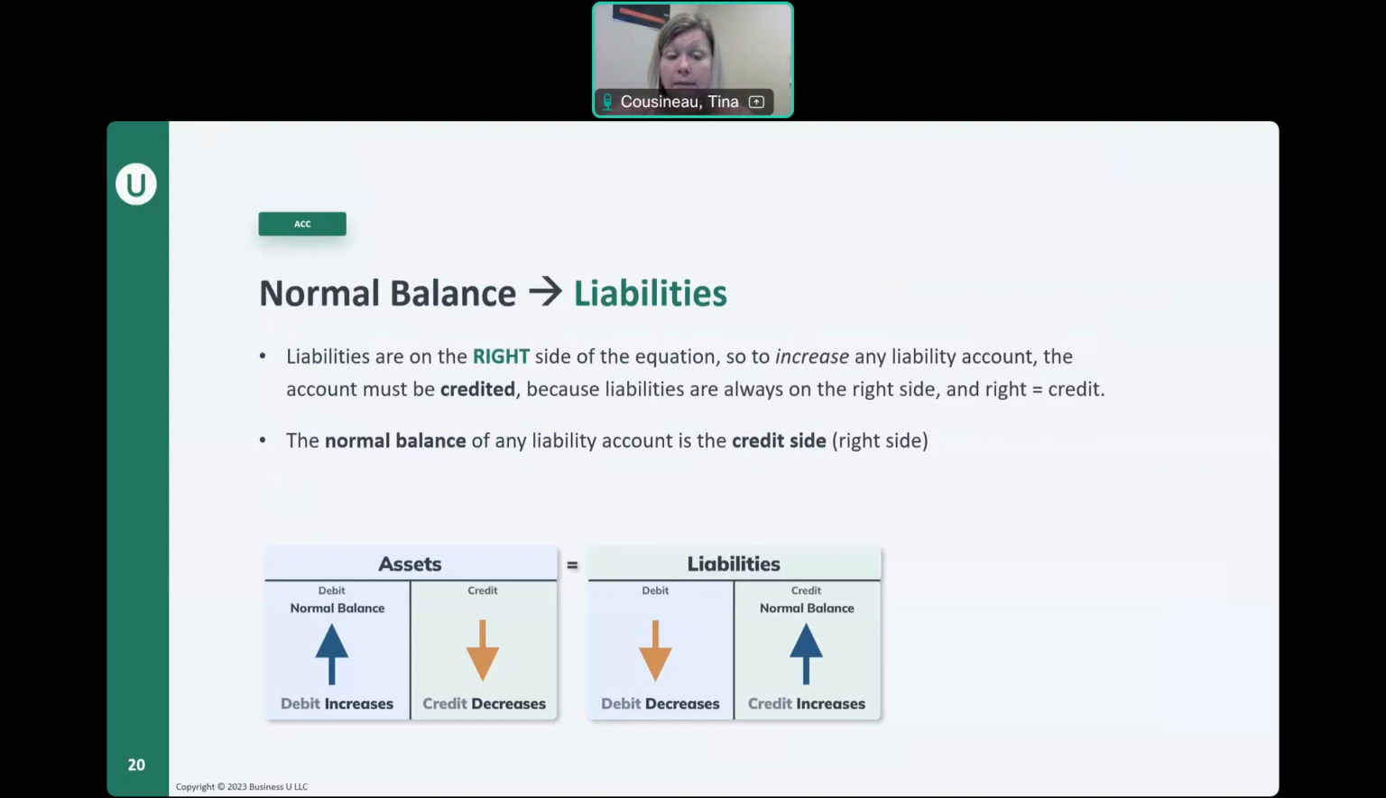So assets, normal balance is a debit, and liabilities, normal balance is a credit. They're opposite from each other, what I own versus what I owe. Completely opposite, they have opposite normal balances.